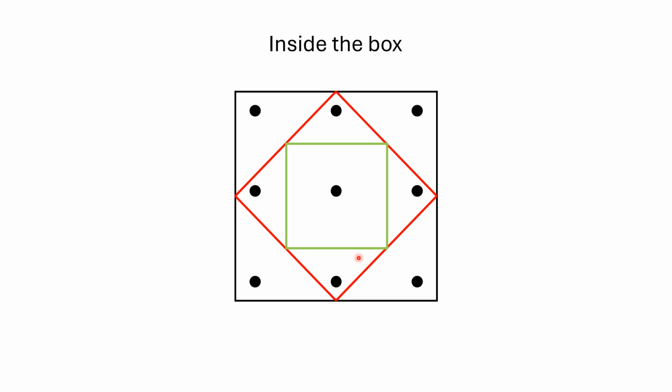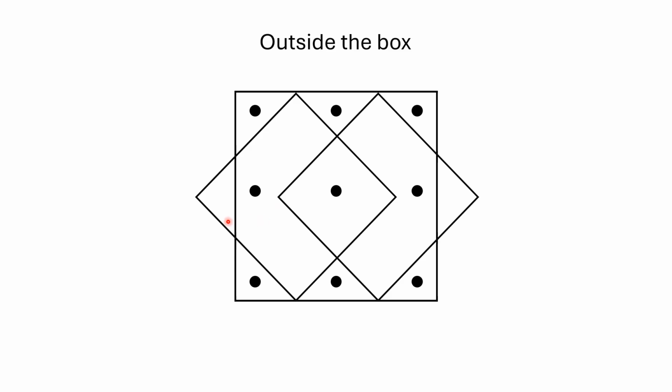If you're allowed to draw your squares outside of the box, there's another solution. You might want to see if you can figure that one out. And if not, I'll show you the solution on the next slide. So here's the out-of-the-box solution. We have these 2 squares rotated 45 degrees from the original square. And again, you can see each dot is in a separate region.